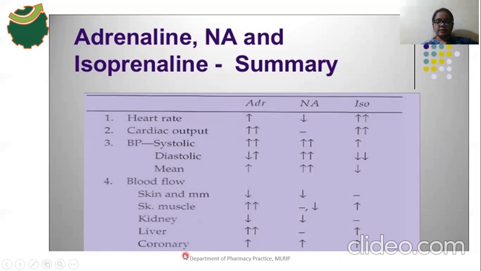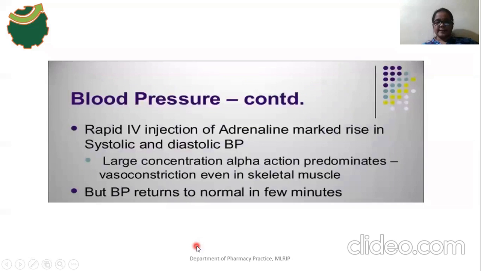Coronary vessels also: blood flow to the coronary region is increased by adrenaline, noradrenaline, and isoprenaline. All of them have the same effect. Adrenaline, noradrenaline, isoprenaline increase the blood flow to the coronary region.